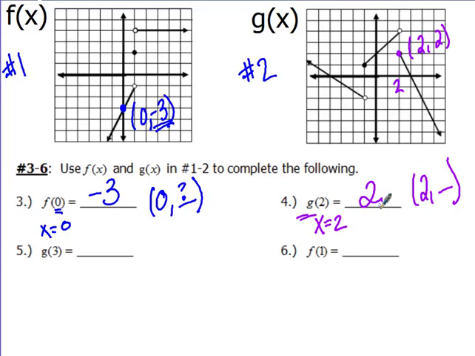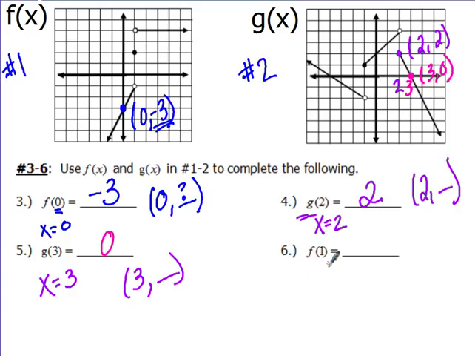Number 5, g of 3. So again, x equals 3. We're looking for the point 3, comma what on our g function. So again, that is graph number 2. So find when x is 3. 1, 2, 3. Oh, it happens to be right here. So that is 3, 0, so our output is 0.